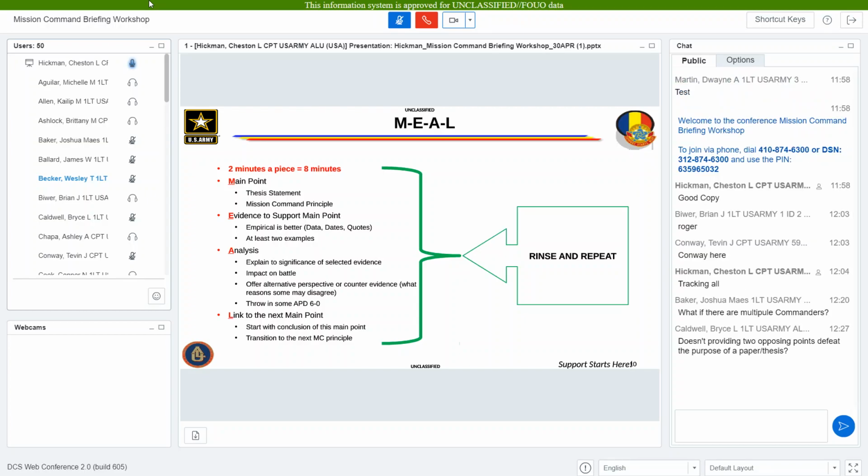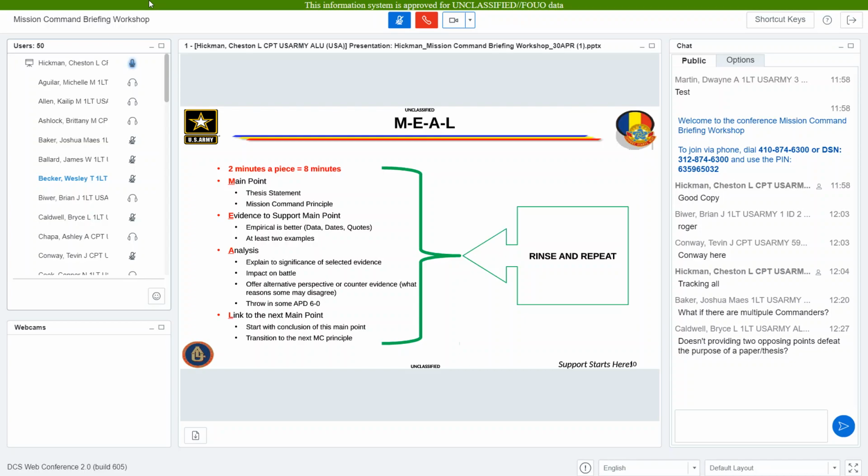You can't always just have a good news story in the real world. There are always going to be challenges. You've got to be able to present those challenges, or those bits of counter evidence or alternative perspective, and that's what we're asking you to do as well. Again, if you can tie in some verbiage from ADP 6-0 into your analysis, that is also a great strategy. And then lastly, the L: you've got to link the transitions here.